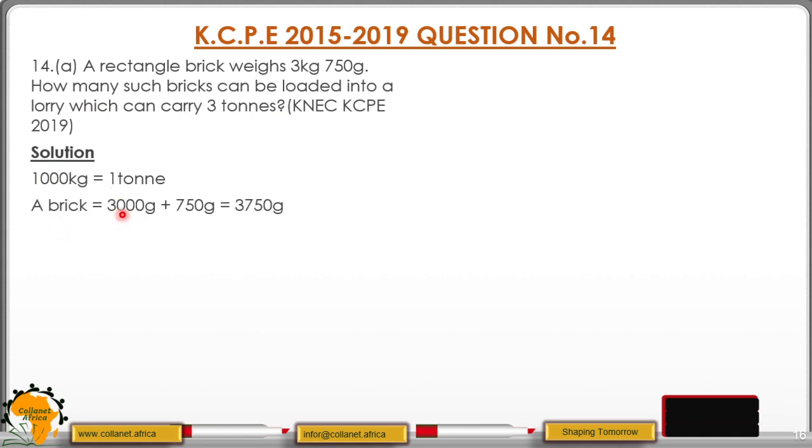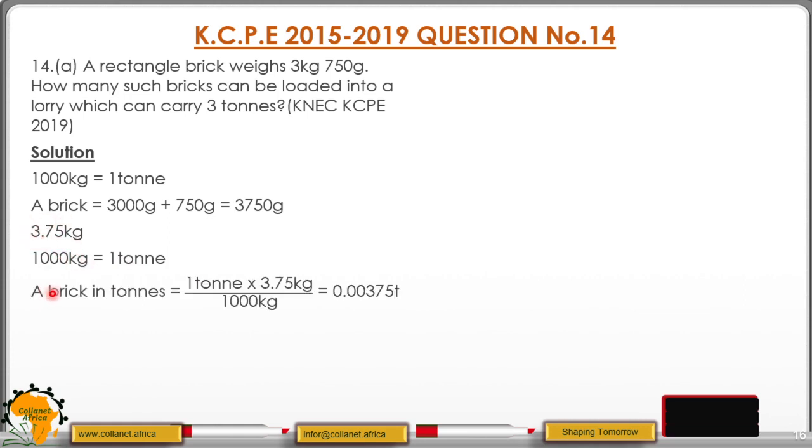A brick weighs 3000 grams plus 750 grams. So this is a total of 3750 grams. Converted into kilograms, this will be 3.75 kilograms because 1000 grams make 1 kilogram. So 1000 kilograms make 1 ton, meaning if you want to get the number of tons from this, you place this on the kilogram side and then you multiply. So 3.75 multiplied by 1 ton divided by 1000.